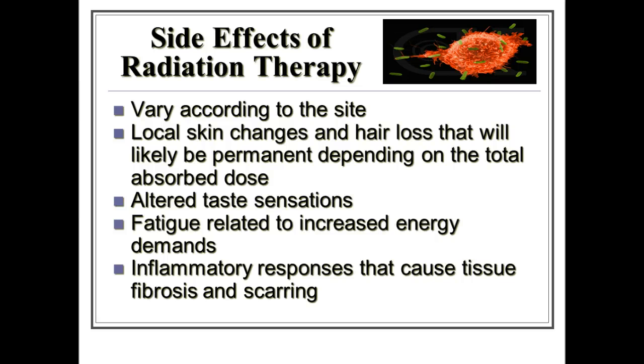Side effects of radiation vary according to the site. Local skin changes, for instance, because they're going to one area, include hair loss. Hair loss will likely be permanent depending on the total absorbed dose. Other side effects are altered taste sensations, fatigue related to increased energy demands, and inflammatory responses that cause tissue fibrosis and scarring.